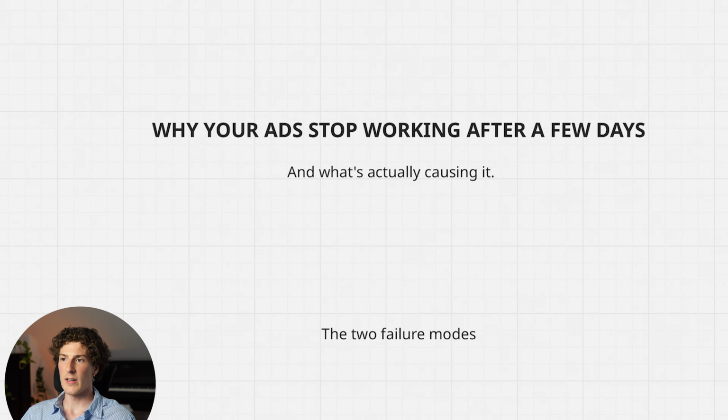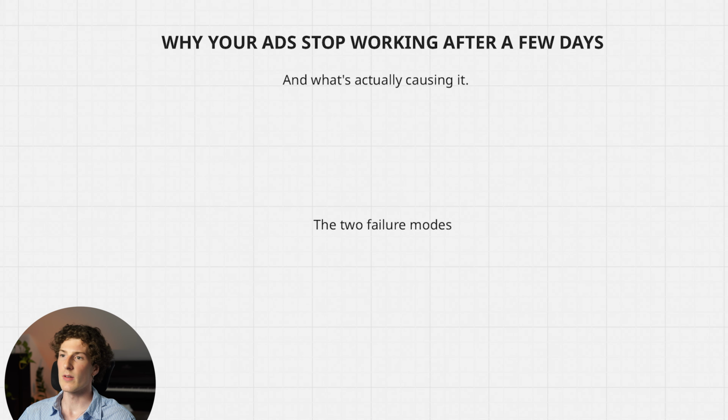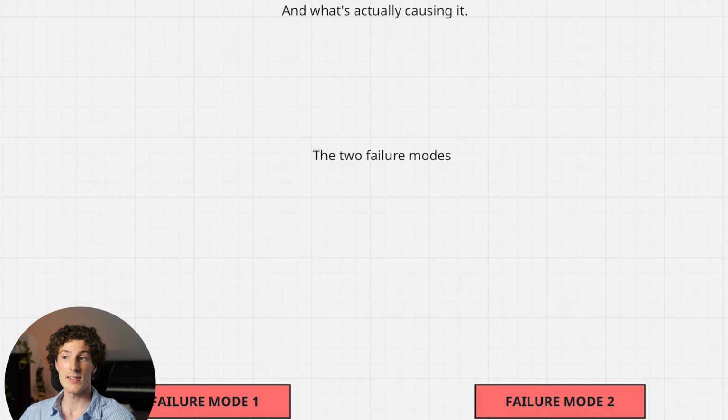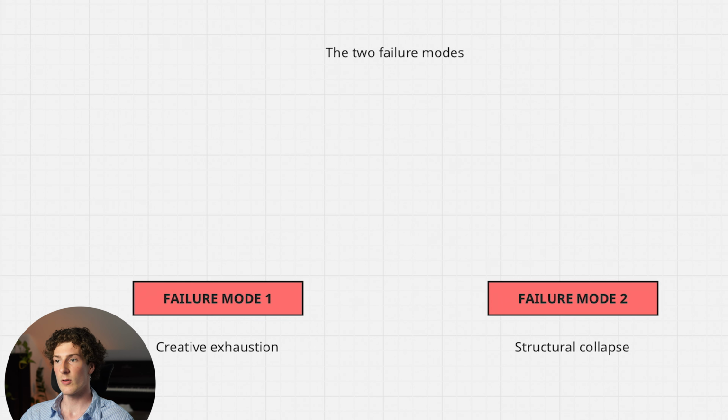Before I get into the fix, I want to make sure we're talking about the same problem, because "my ads stop working" can mean a few different things, and most advice online treats them all the same, even though they're not. There are two completely different failure modes here, and they have completely different causes and completely different solutions. The first one, your ads work for a few days, then performance drops, but you can reset it by changing the creative. This is the one most people know about.